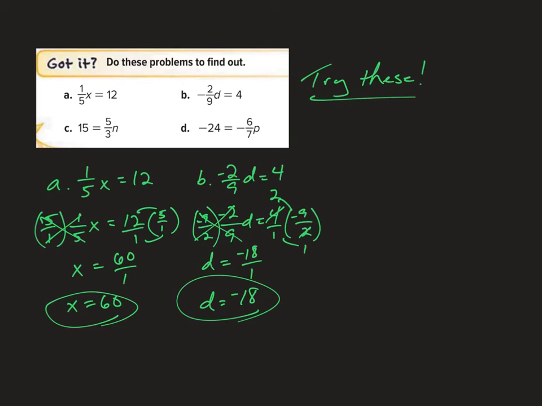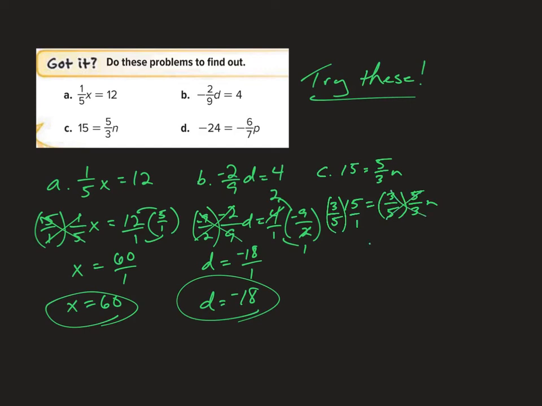Next, for c, we've got 15 equals 5 over 3 n. So same type of problem, just written in a little different order. So again, I always like to rewrite the problem. 15 equals 5/3 n. So what I want to do is back up, and I want to write my multiplicative inverse first. So I'm going to write 3/5, put it in parentheses, because I'm going to multiply that by 5/3 n. And then I'm going to put 3/5 on the other side as well, because I have to multiply that by 15, or 15 over 1.